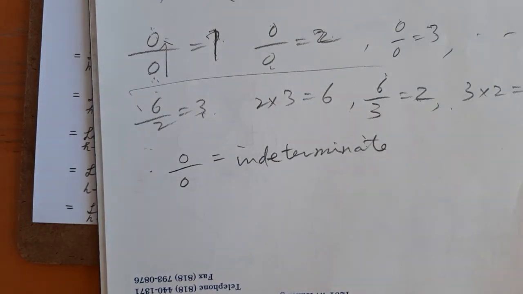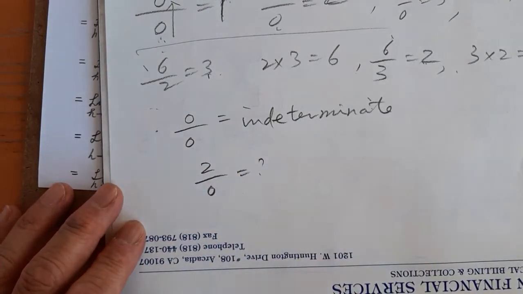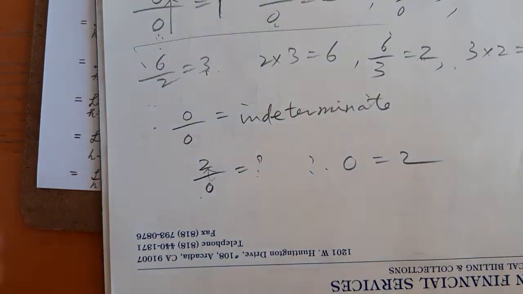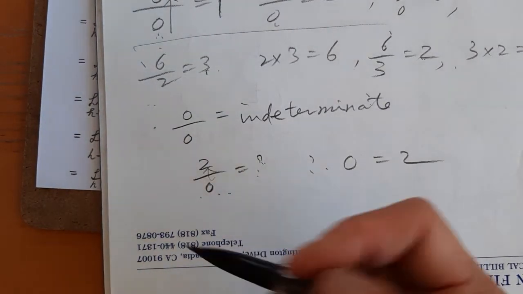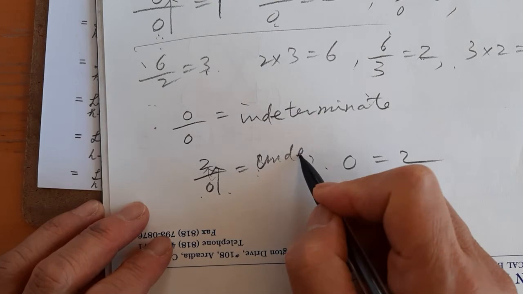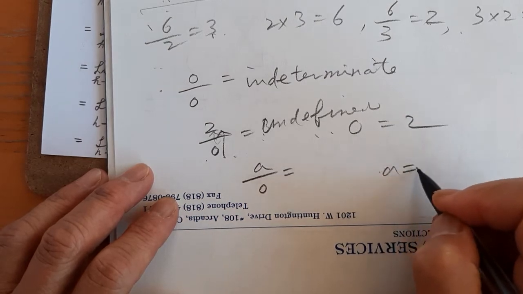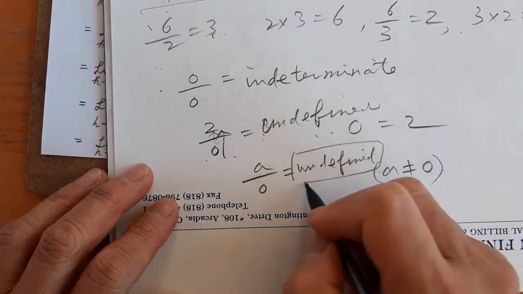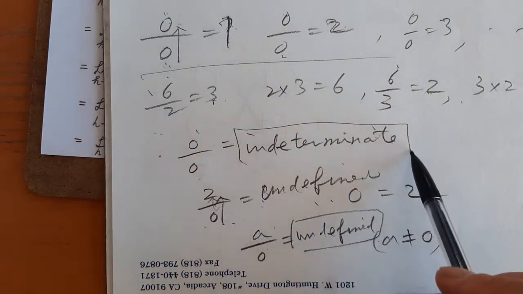Answer is indeterminate. Now, how about 2 divided by 0? Can it be a number? A number times 0 goes back to 2. What number times 0 goes back to 2? No such number, because by the multiplication fact, any number times 0 is always 0, never goes back to 2. So this one, no answer, undefined. Any non-zero number divided by 0, if a is non-zero, the answer is undefined. 0 divided by 0 is indeterminate.